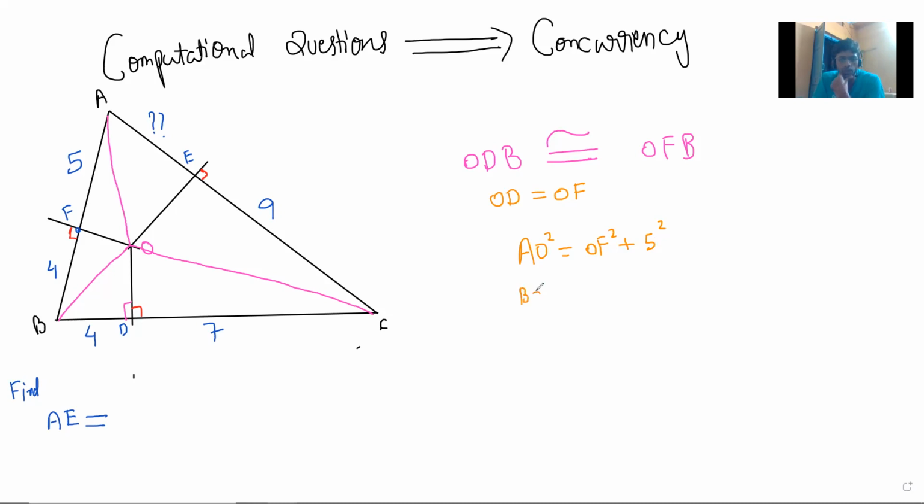So BO. I'm not doing the calculations here because we'll see that this is not about calculations. There is a more fundamental truth here. This BO square will again come in, right? OD square and BD square, which is again 4 square that we know already. And then this, I should say, CO square.